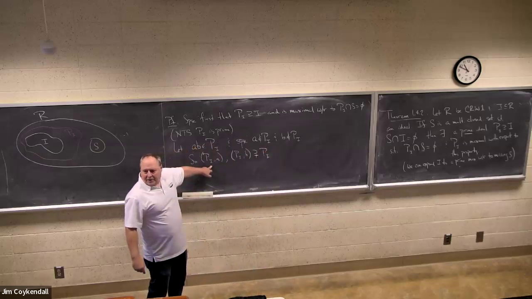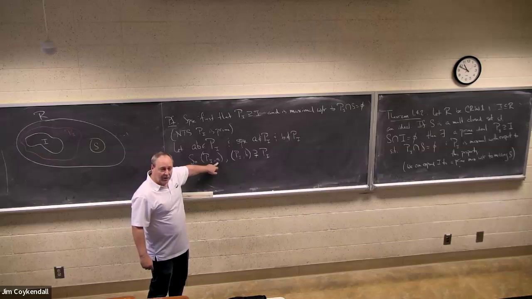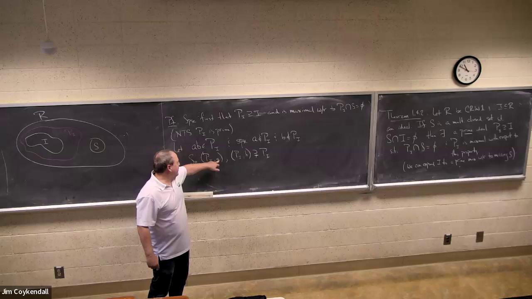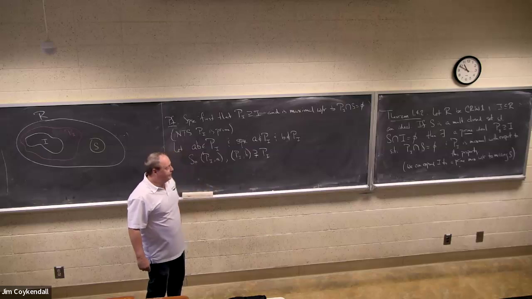What I mean by this is the ideal generated by P sub I and A. It is the smallest ideal that contains my original P sub I and A. So everything in this ideal is in the form P plus some R times A. Am I cool with that?